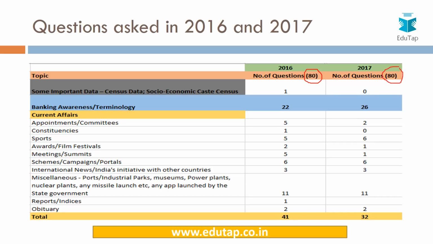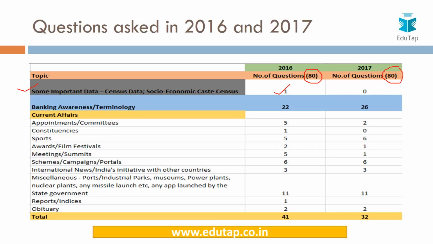So the first category being important data category, as we discussed the data from census or socio-economic caste census. So we see that one or two questions only come from such data or census. So in 2016 there was just a single question and we didn't find a question in 2017.